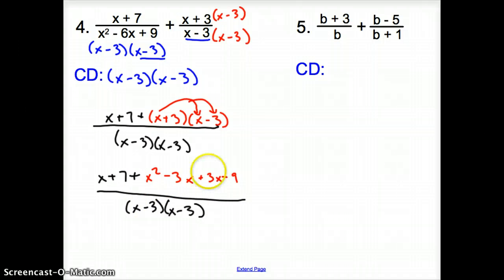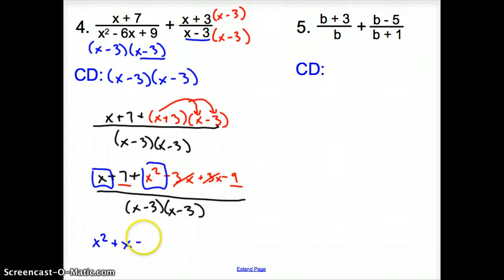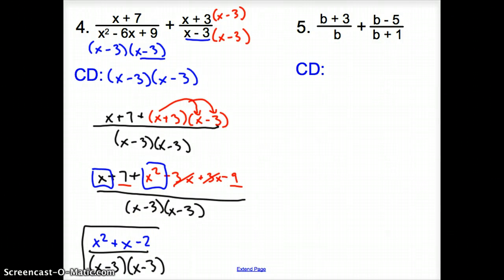So let's clean some of that up. This and this will cancel out. This will combine with this, and then we just have a couple terms left over. So final answer goes, we have an x squared plus an x, and then we simplify those two to get minus 2. And what does that all go over? That's all going to go over x minus 3 times x minus 3 for our simplified rational expression.